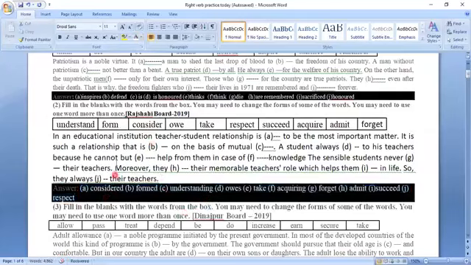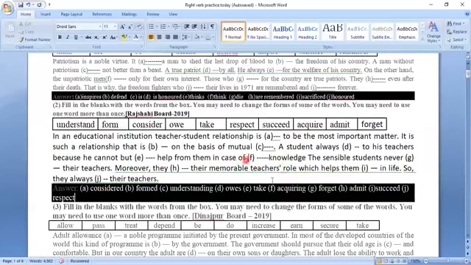Okay, that's very good. In an educational institution, teacher-student relationship is considered to be the most important matter. It is such a relationship that is, this is passive, is considered. That is also formed in passive, on the basis of mutual understanding. Okay, a student always owes to his teachers because he cannot but take help from them in case of acquiring knowledge.